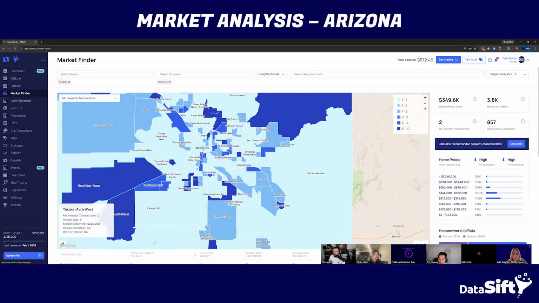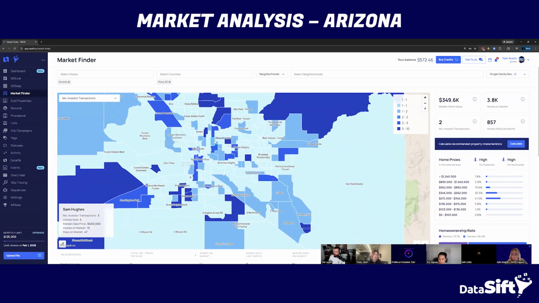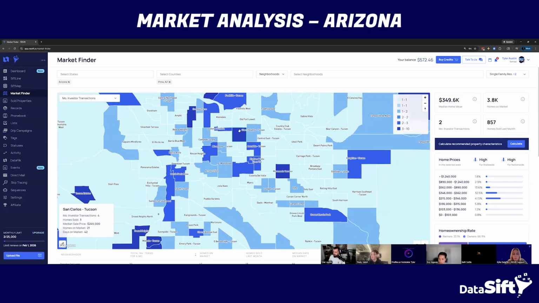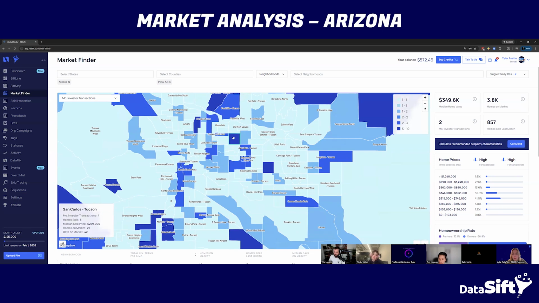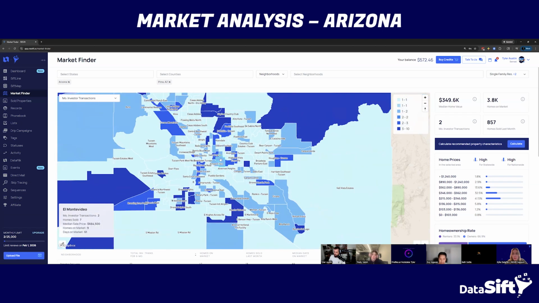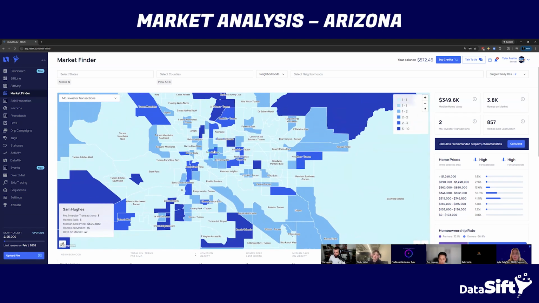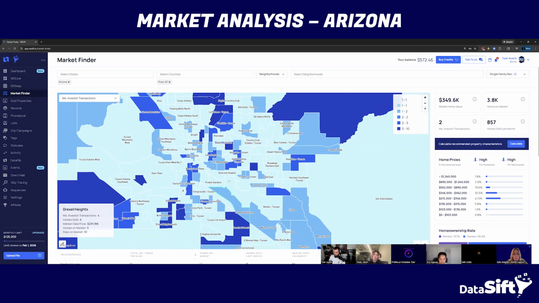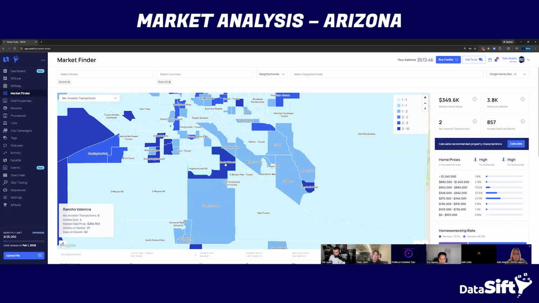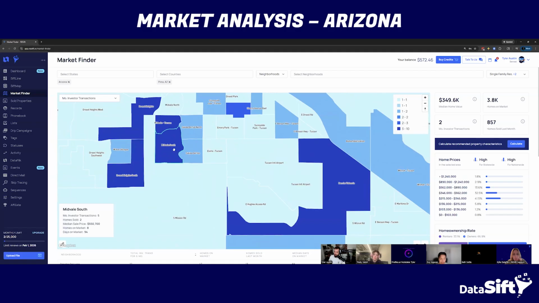Okay, so now that I've got the zip codes I want, I'm not going to go down into the neighborhoods level. Actually, in fact, let me just grab one of the neighborhoods. Let's find our best neighborhood here, one that's really rocking. 62 days on market in that neighborhood. 94. I wouldn't want this Midvale South. 94 days on market.